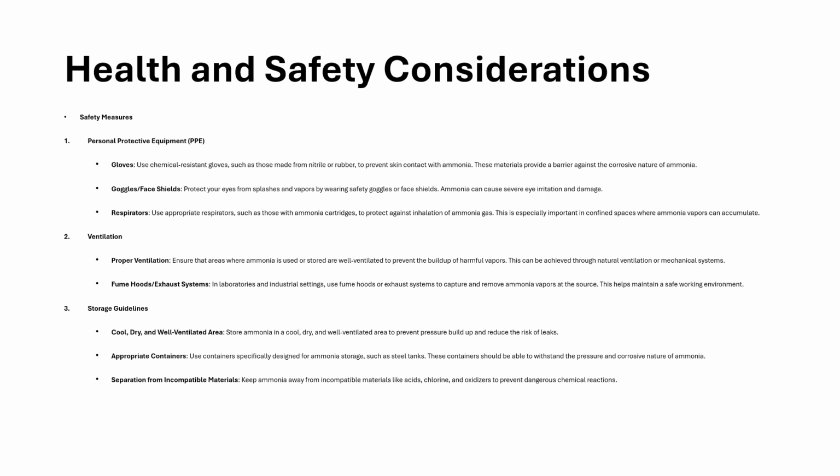Fume hoods and exhaust systems. In laboratories and industrial settings, use fume hoods or exhaust systems to capture and remove ammonia vapors at the source. This helps maintain a safe working environment. Here are some storage guidelines to think about. Store ammonia in a cool, dry, and well-ventilated area to prevent pressure buildup and reduce the risk of leaks.